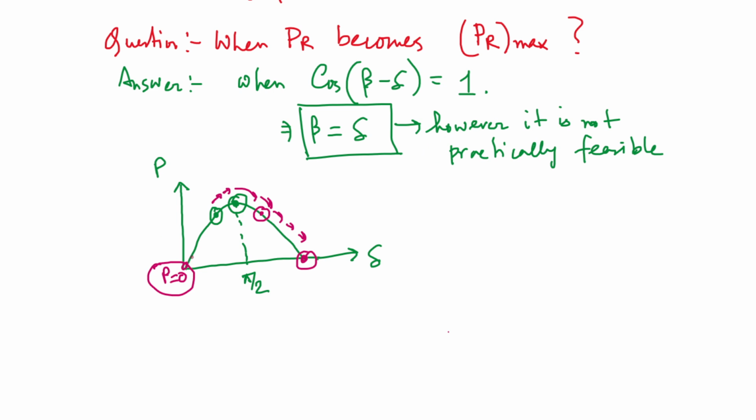So it is always advisable to operate your power system preferably in these locations, where delta should be between 10 to 30 degrees. Even if some disturbance comes, it gets ample time to regain its original position due to natural damping or forced damping induced in the system. So that is the problem. So beta can never be equal to delta.